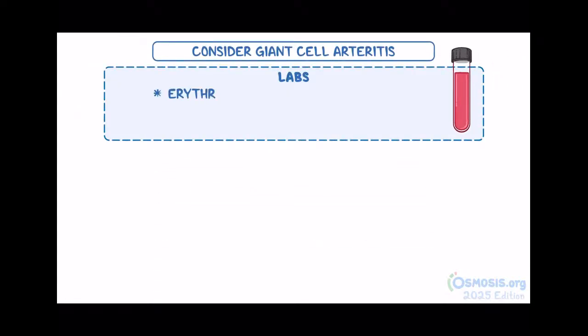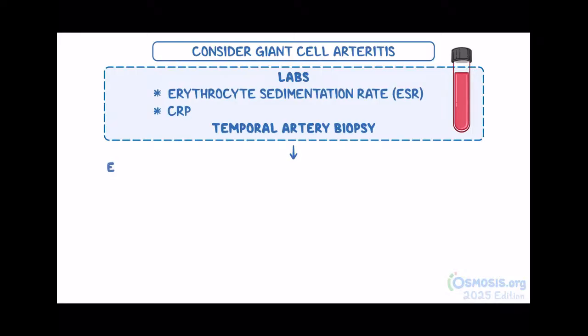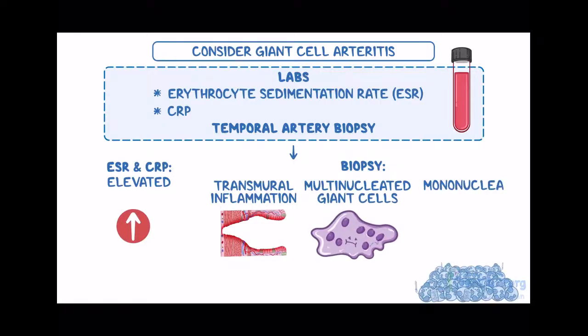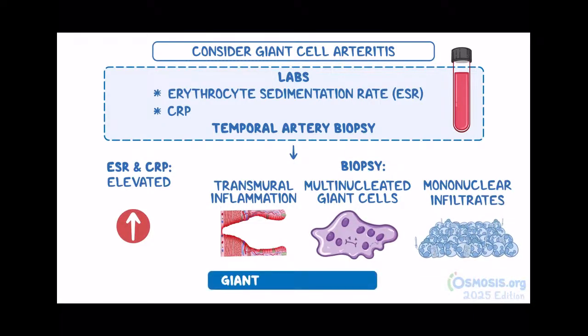Next, obtain labs, including erythrocyte sedimentation rate, ESR, and CRP, and a temporal artery biopsy. If the erythrocyte sedimentation rate and CRP are elevated, and the biopsy reveals transmural inflammation, multinucleated giant cells, and mononuclear infiltrates, diagnose giant cell arteritis.